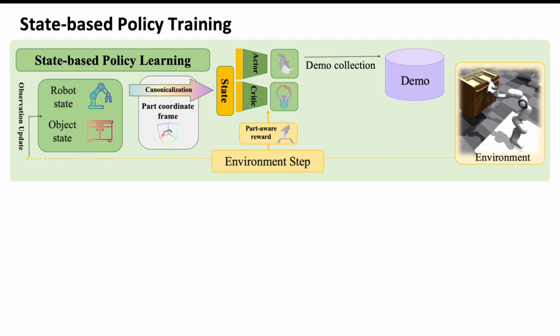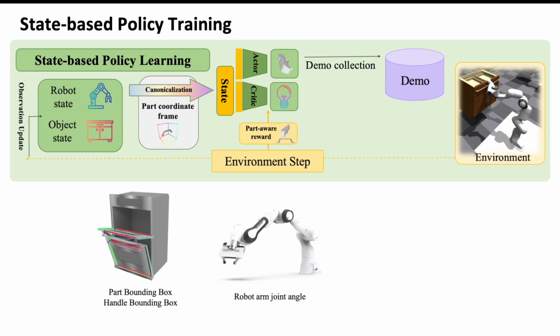We use the part-aware reward to train our state-based policy. To track the part state, we use the part bounding box and handle bounding box as input concatenated with the robot arm joint angle as the robot state. We transfer the observations to canonical space to further improve the generalizability. Besides, the state-based policy is also used to collect demonstrations.